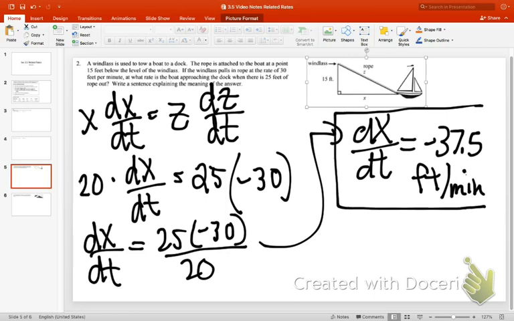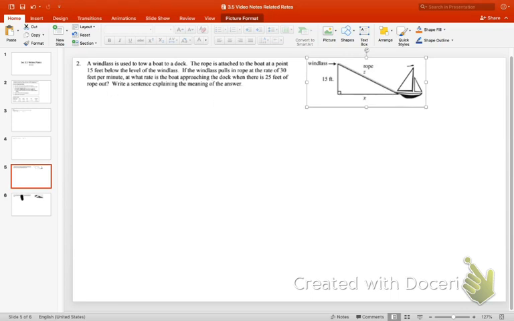Okay, so what this means is that when the rope is 25 feet out, this length, the distance from the boat to the bottom of the windlass, is changing at a rate of 37.5 feet per minute, and it's negative because this length, the length of x, is decreasing, it's getting smaller. Okay. All right. Next question. Let's erase that.